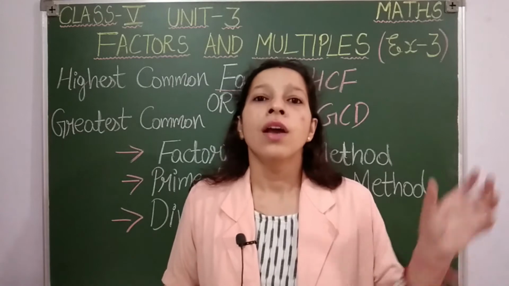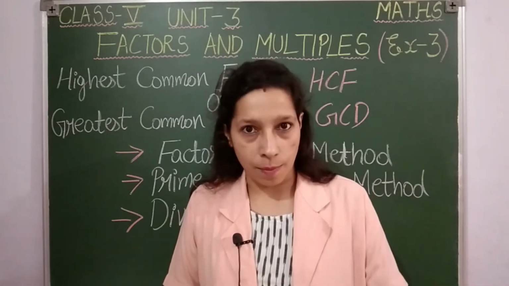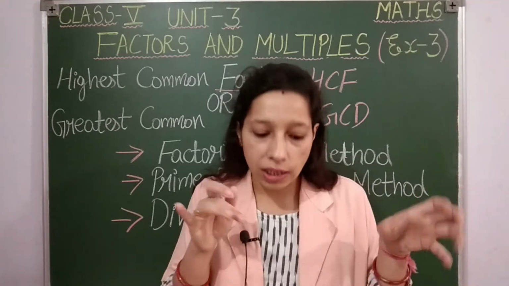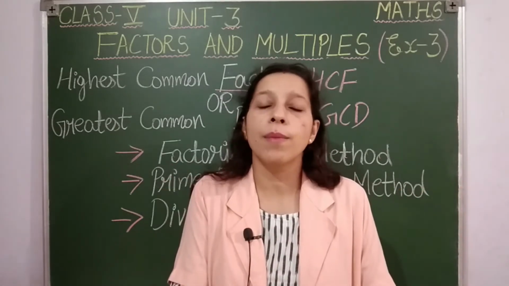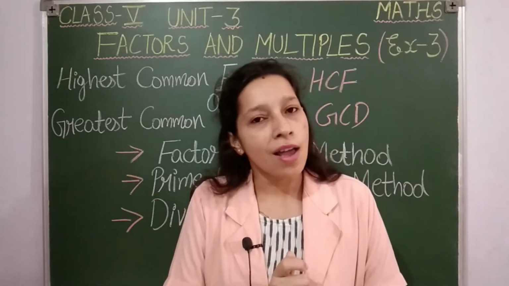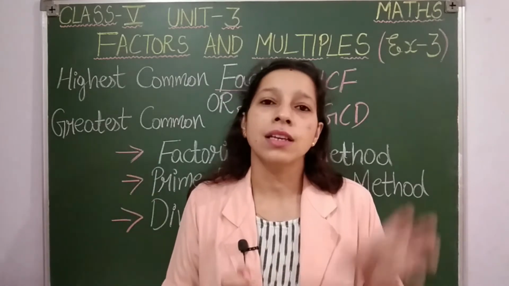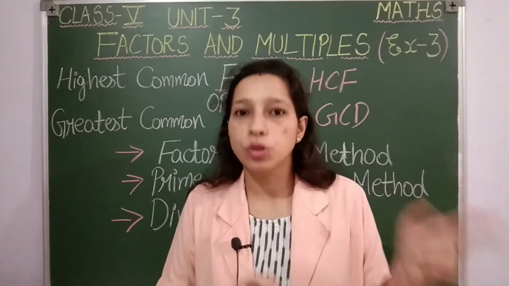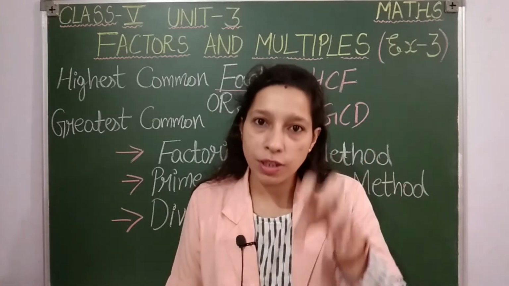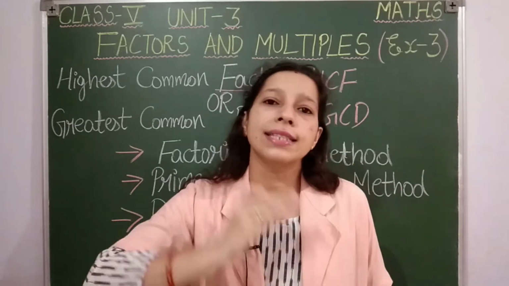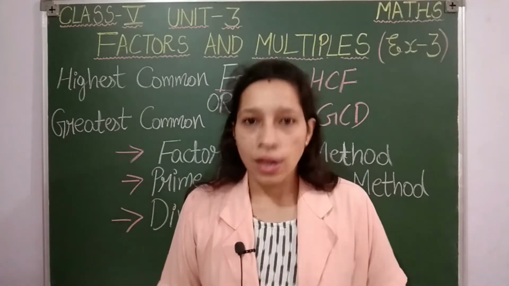What is a factor? When we divide a number by another number and we get remainder 0, that is, no remainder, that given number is dividing another number exactly without leaving any remainder. Such a number is known as a factor of that number. As 2 divides 20 completely. How many times? 10 times. 2 tens are 20, right? So that means 20 is completely divisible by 2. So I can say that 2 is a factor of 20.